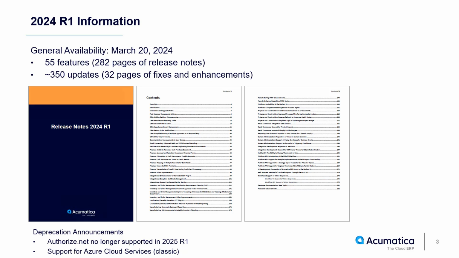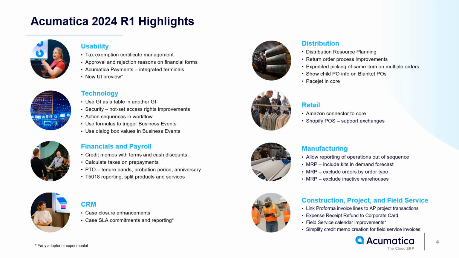Download the latest version of the software from the Acumatica community and view the release notes with detailed information. During this series of meetings, we provide a Cliff Notes version of the release notes. The release notes also include important deprecation announcements, such as support for Authorize.net.